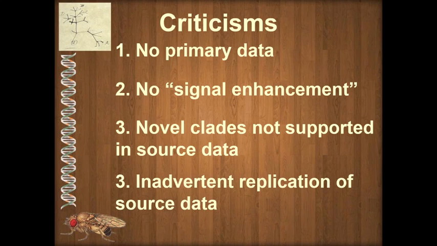Number 3, novel clades are not supported in the source data. So sometimes, especially when you're doing those optimization, those formal optimization analyses, you end up with a clade that's not in any of your previous phylogenies. It's novel, it's brand new.